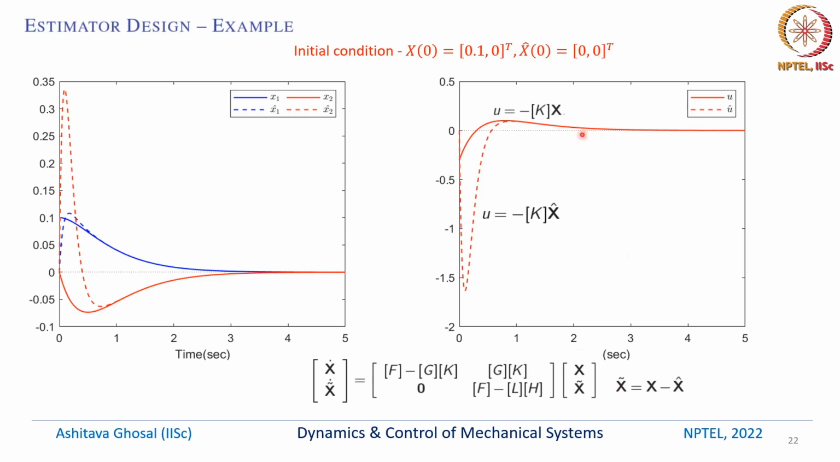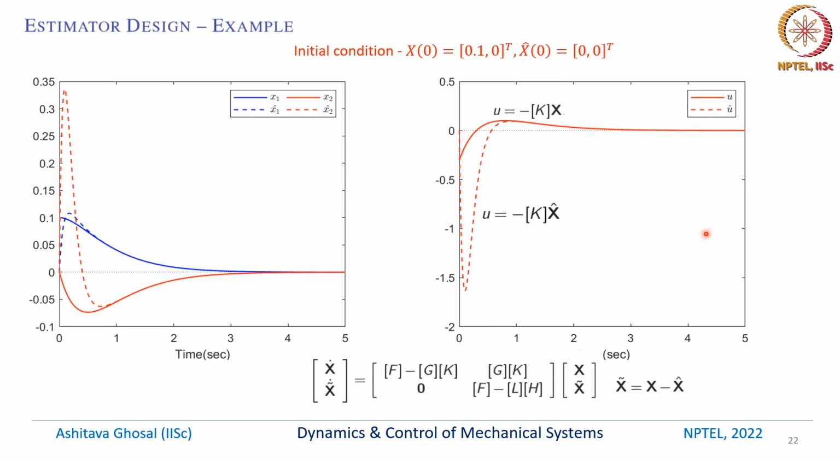So we can now also find what is the u. Normally u is minus k into x. So the dark line shows u. This is the input which is required to the plant. Now, if you were to use u equals minus k x hat, then what you can see is the u required is more than if there is full state feedback.